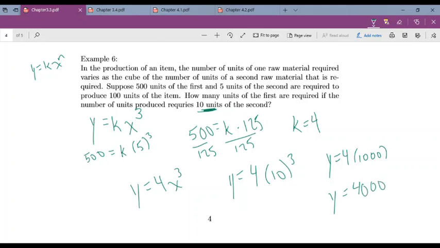Easy enough? Does it make sense? So your answer here, we need 4,000 units of the second. So 4,000 units. And that would be your answer for that.